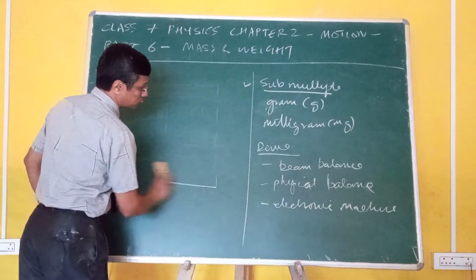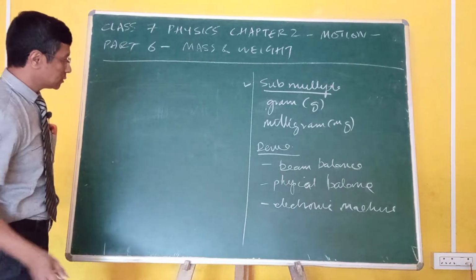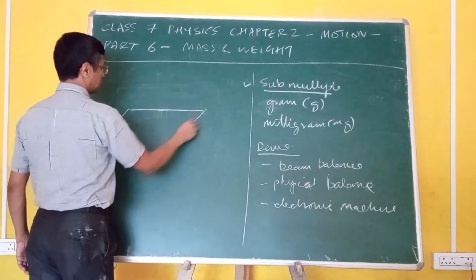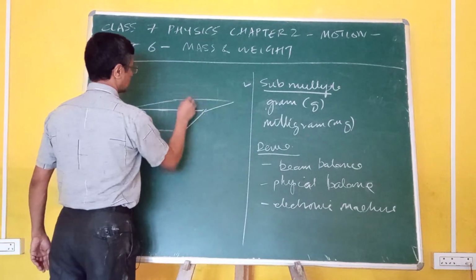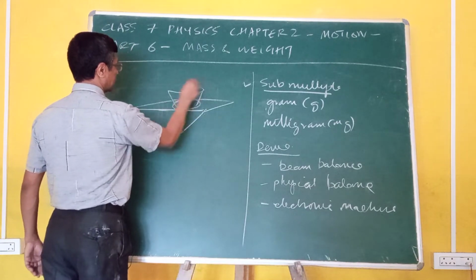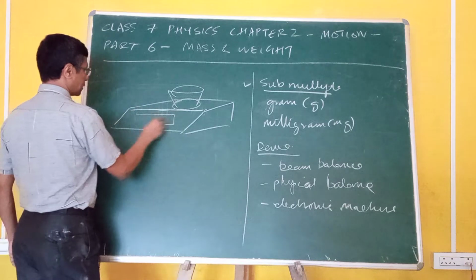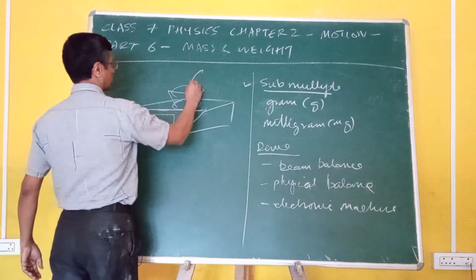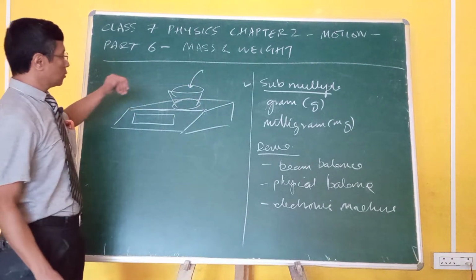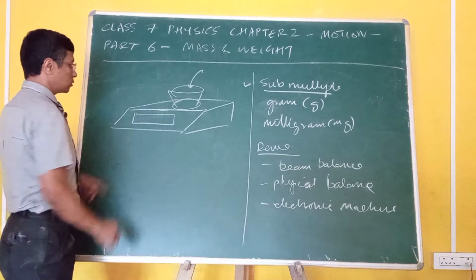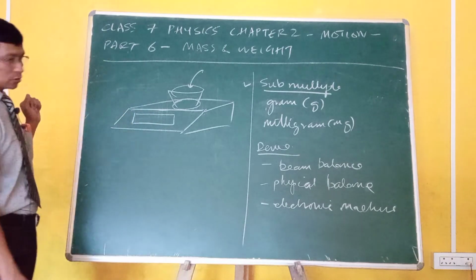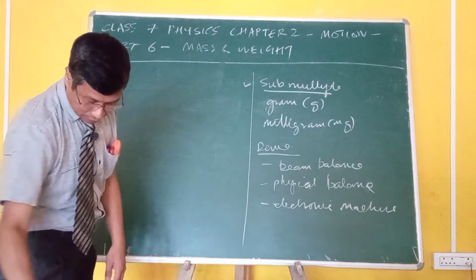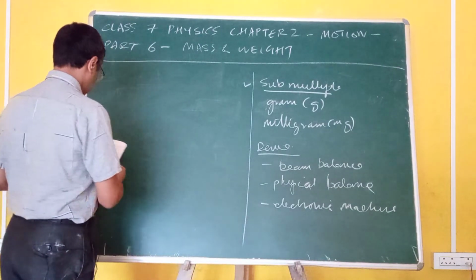The next type of device for measuring mass is called an electronic machine. Nowadays you get machines with a panel in the front and a space on top where you keep the item being weighed, and there's an LCD indicator in the front which gives you the reading directly as to what is the mass of the object. You place the object on top where the pan is, and you get the reading directly on the LCD display, which tells you exactly the mass of the object. With regards to this, we are done. Next, let us discuss weight.